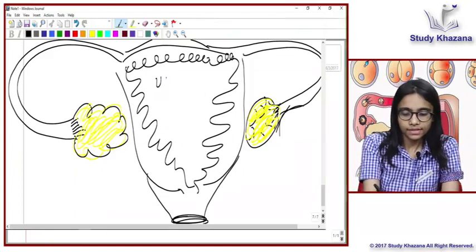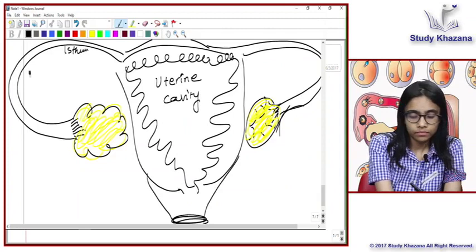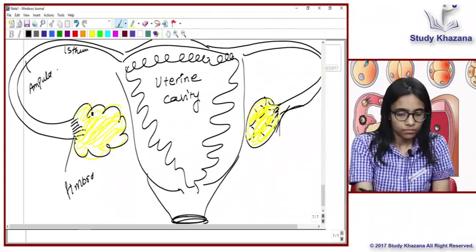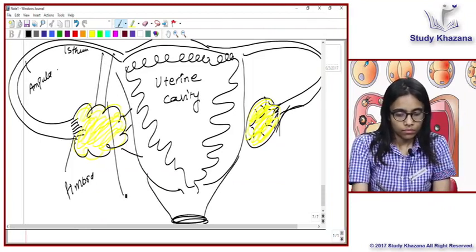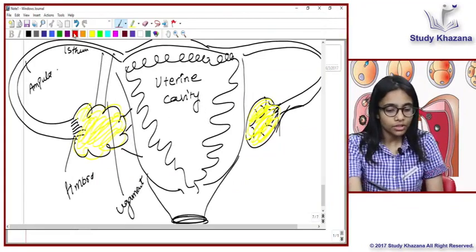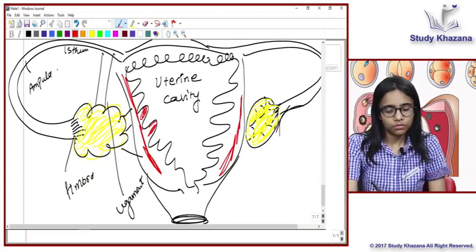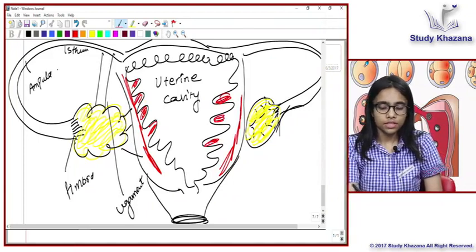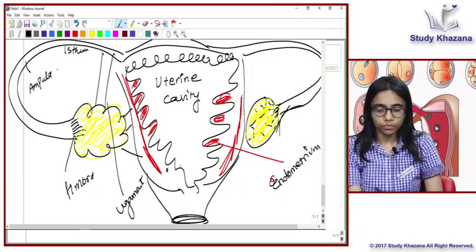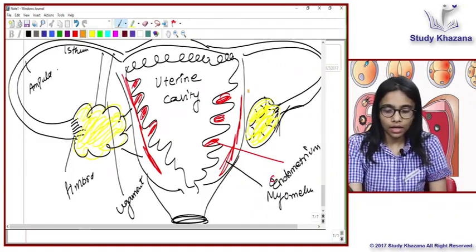So let's start with the uterine cavity. Isthmus, ampulla, fimbriae, ligament. The ligaments are attached to them. Okay, this is the uterine cavity here. This is the endometrium. Besides the endometrium, you will have your myometrium. And the last one is your perimetrium.